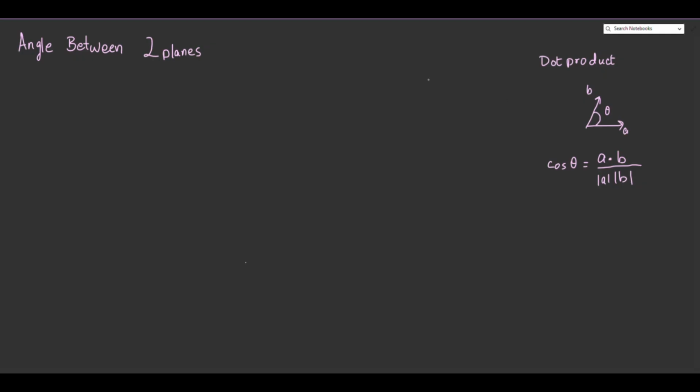So now, what is the main point here? The angle between the two planes. So suppose that this is our plane, let's say P1, and we have another plane. You can imagine like this. Okay, so suppose that this is the plane P2. We want to find the angle between these two planes.